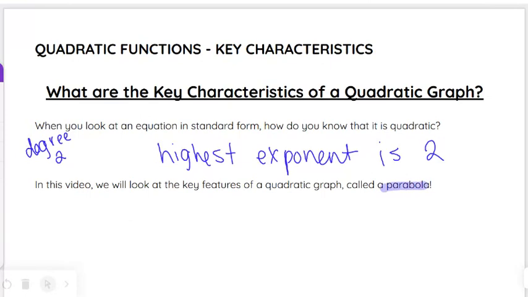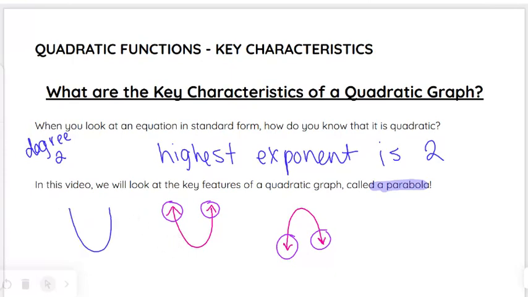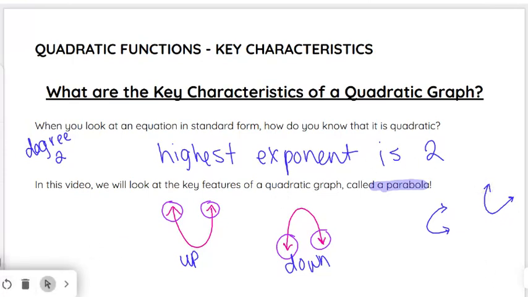So the parabola will be the shape that we see, and again, that is just a U shape. So it will either be opening up or it will be opening down. It opens up if the arrows are pointing upward, or it opens down if the arrows are pointing downward, if there were arrows on the end. Sometimes we see graphs where it's just the U shape and no arrows shown, but where those ends essentially point is whether it's opening up or opening down. You will not see it open sideways either direction. You won't see it open diagonally or anything like that. It will always be up or down.